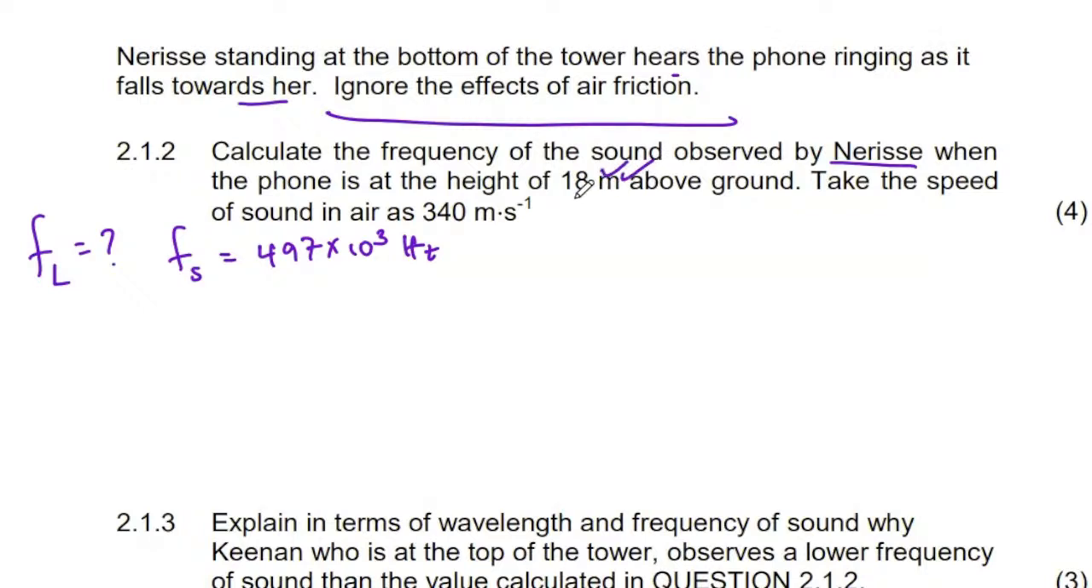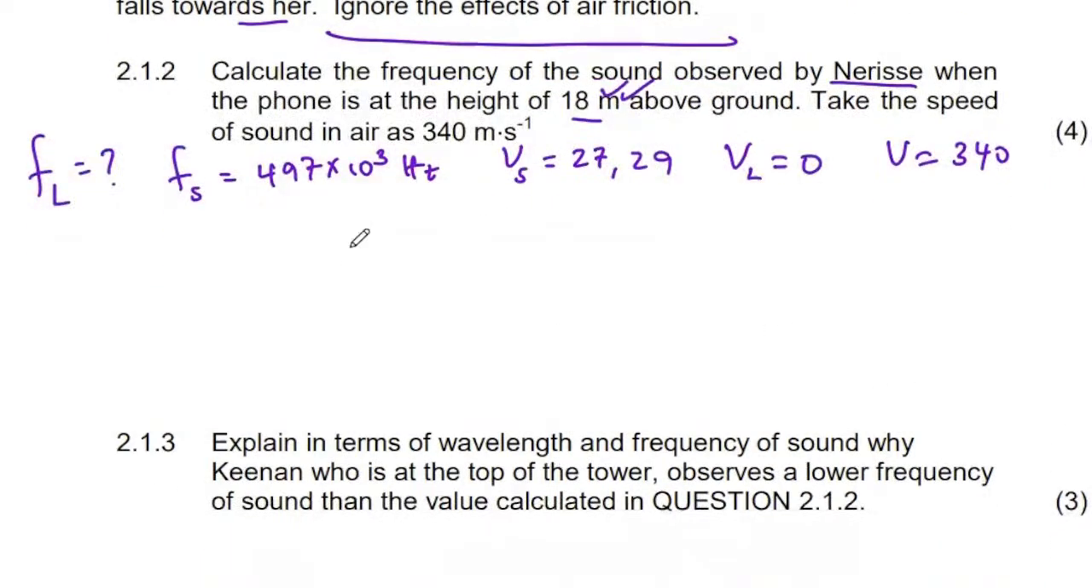So one thing we know is that at the height of 18, what is the velocity of the source? We said it's 27.29. Velocity of the listener, they're just standing, so they don't have any velocity, so it's 0. And then we know that our V is 340. Calculate the frequency of the sound observed. So we need the FL. So we need to do the substitution.